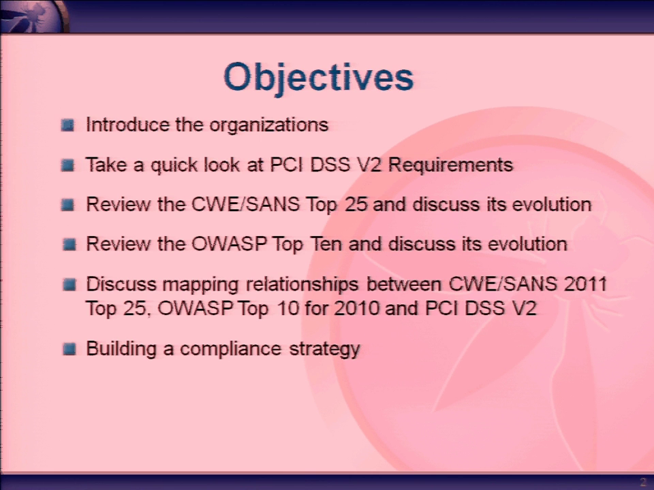I'm going to take a look at mapping the PCI DSS version 2 requirements to both the OWASP Top 10 and to the CWE Top 25 and show where their gaps are. Where do they overlap? Where don't they overlap? And then I'm going to talk about kind of a high-level strategy for building compliance in an evolving world.